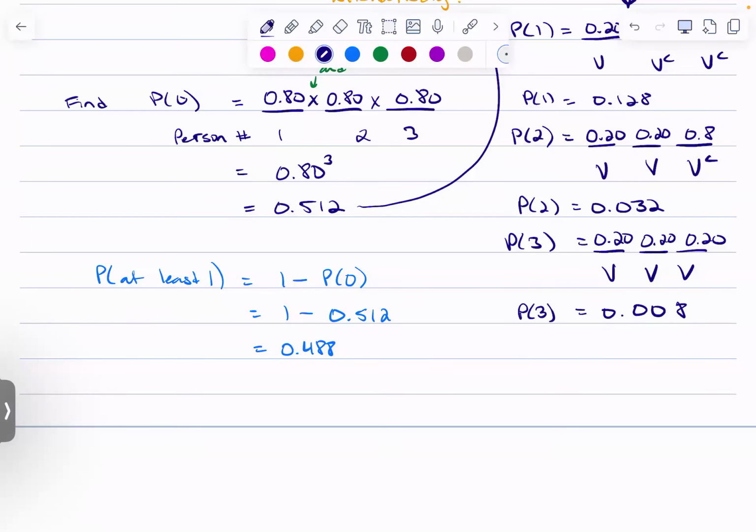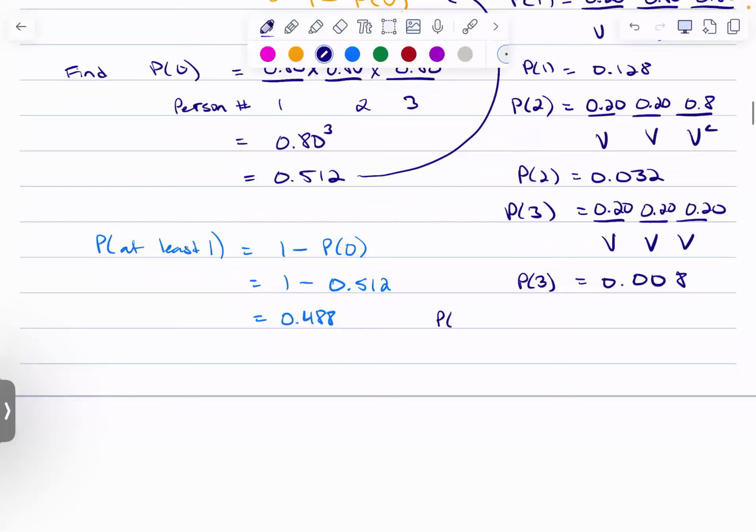So now the probability of at least 1 is the probability of 1 plus the probability of 2 plus the probability of 3, which is 0.128 plus 0.032 plus 0.008.